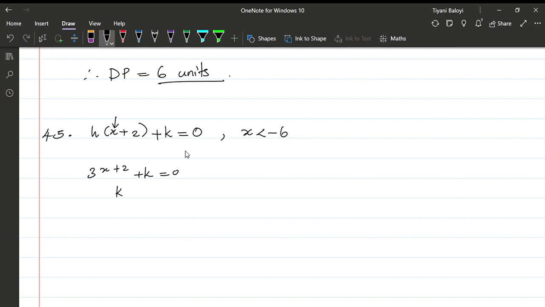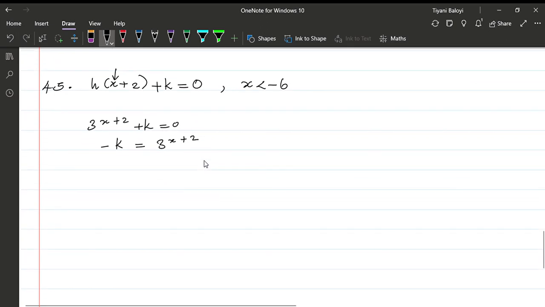This is equal to minus 3 to the power x plus 2, right? So we want to find values of x that are less than minus 6. So we want to find k values, a range. That means that we'll have to get rid of this somehow. So we can say something like this: k is less than 3 to the power minus 6 plus 2, right?